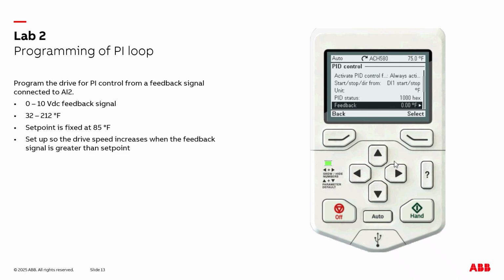Now the feedback, okay? Let's set up the feedback signal here. This is the actual feedback. Right now we have 0 signal coming into the drive. The source, AI2, yes, that's where we have our feedback signal connected to, analog input 2. But now what we need to do is adjust the scaling. So here we go to select scaling. Our range is 0 to 10 volts. That's already correct. But the scale range, we need to adjust that because we're not 0, we're 32 degrees Fahrenheit.